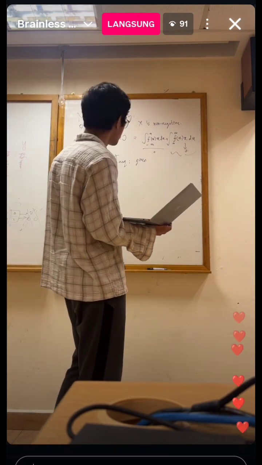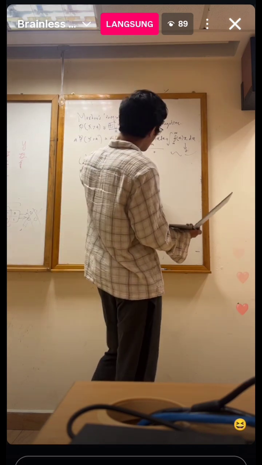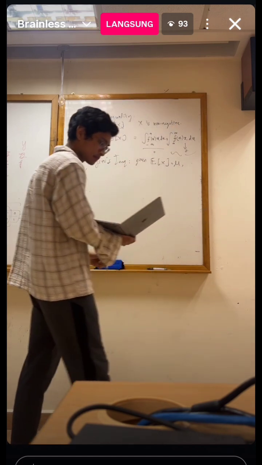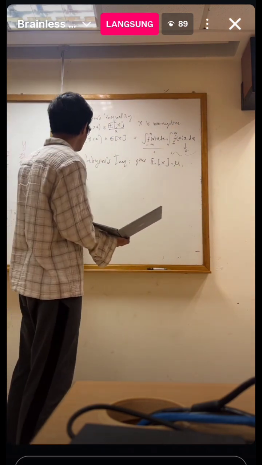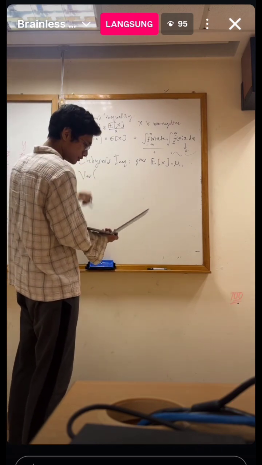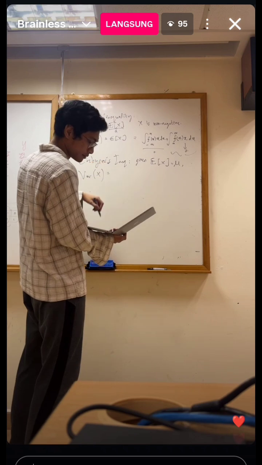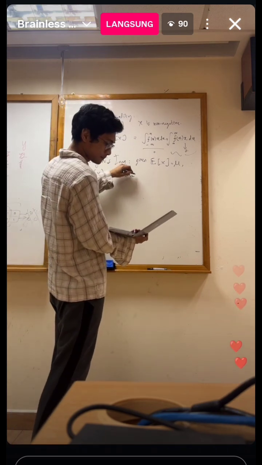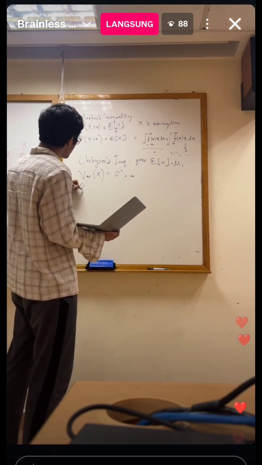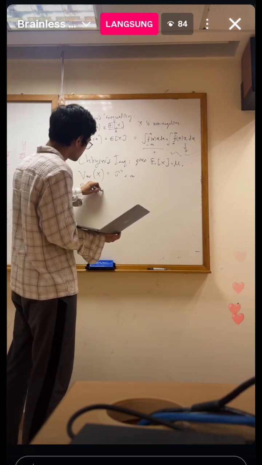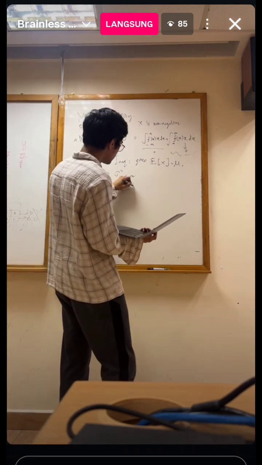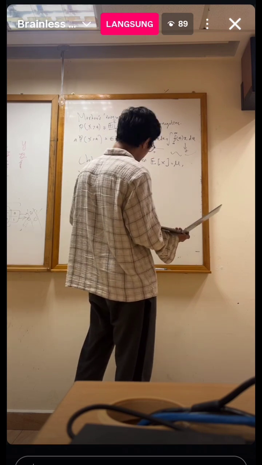Chebyshev's inequality says that given X has expectation equal to mu, and the variance of X equals this thing. Then we want to show that the probability that the absolute value of X minus mu is greater than a is less than or equal to the variance of X over a squared.